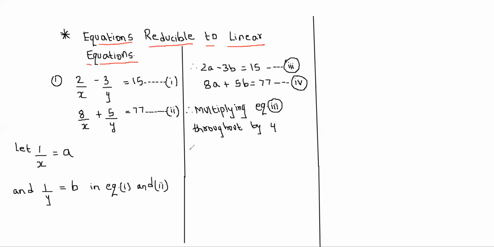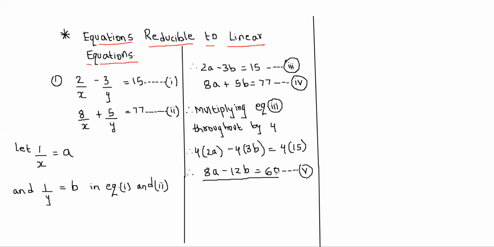So the next step, what do we get? Therefore, 4 multiplied by 2a minus 4 multiplied by 3b equal to 4 multiplied by 15. Therefore, it gives us 8a minus 12b equal to 60. This is our equation number 5. Now, in equations 4 and 5, we have one term exactly the same, that is 8a and 8a. So, in the next step, we will subtract those equations.